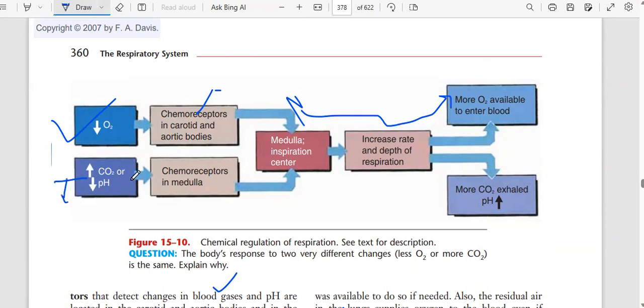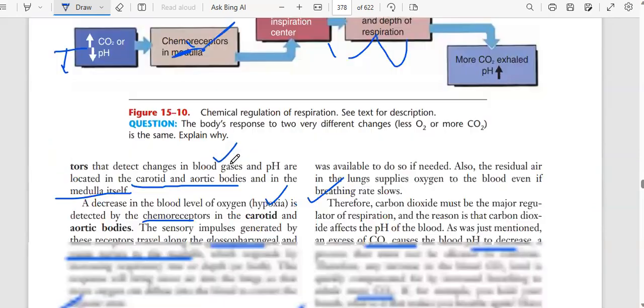So what will happen again? Here in the medulla, we have chemoreceptors. They will detect the increase of carbon dioxide or decrease of pH. Again, inspiration increases. Inspiration will bring in more oxygen, and exhalation will release more carbon dioxide outside. What will happen? The pH level will balance.